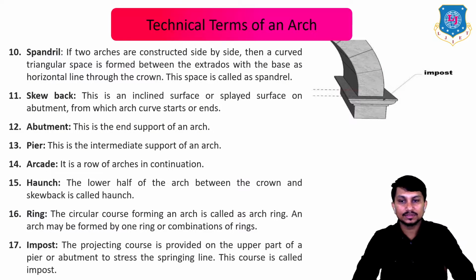Next is impost. The projecting course provided on the upper part of a pier or abutment to stress the springing line. This course is called the impost. This portion, or you can say this layer, is called the impost.